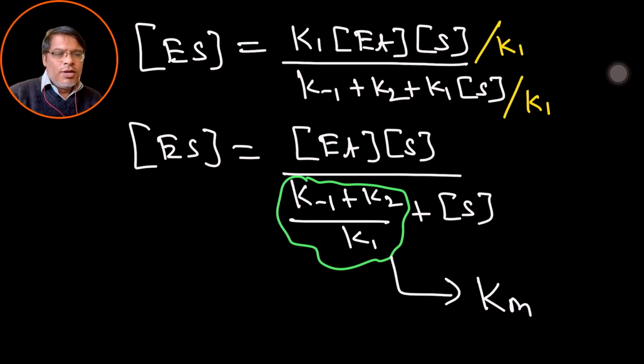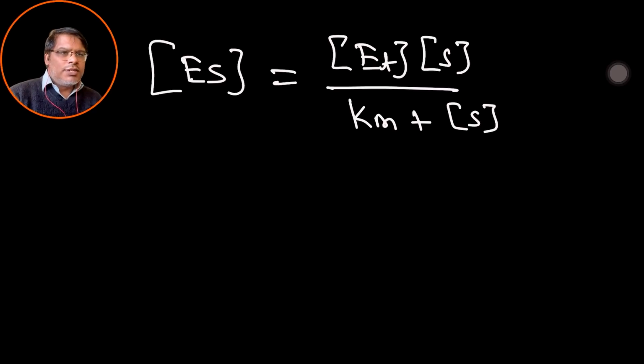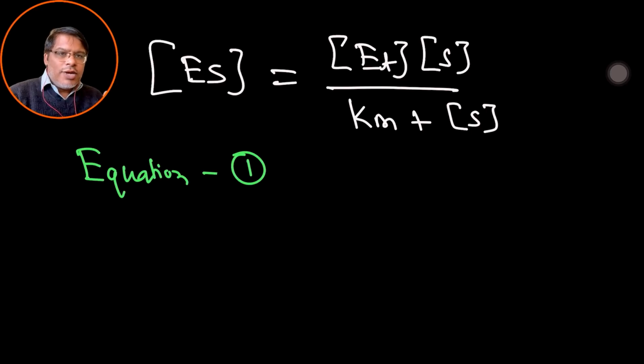So this is your Km value. I will make you understand what this Km is. Keep in mind you can represent this Km as (K minus 1 plus K2) divided by K1. So if you solve this, the enzyme substrate complex is equal to the total enzyme times the substrate concentration, divided by Km plus the substrate concentration.